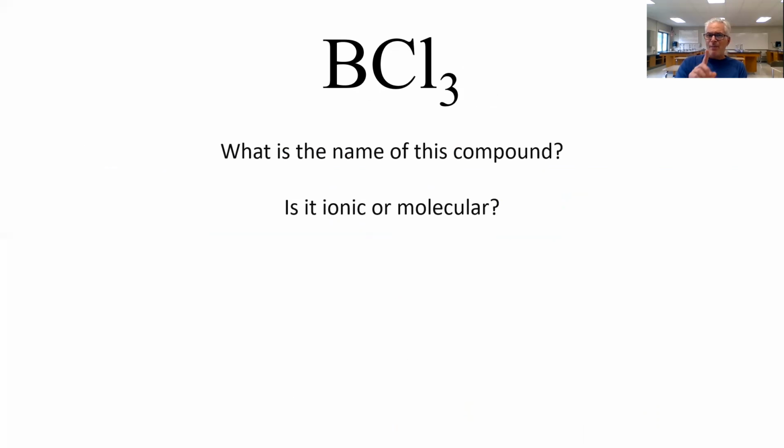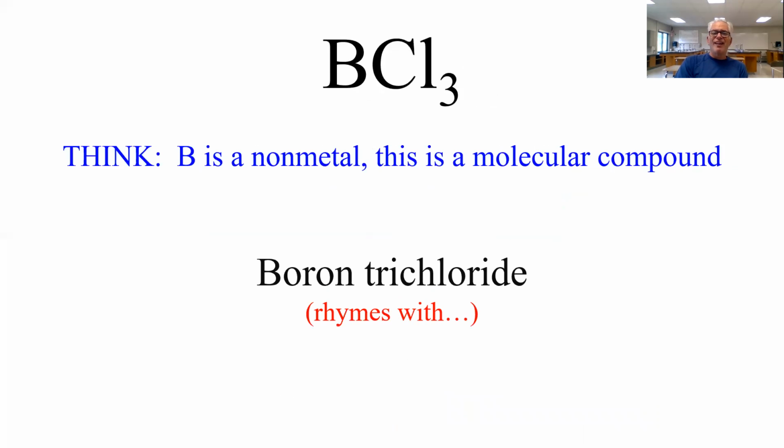BCl3. Now make sure you don't see this. It's not BCI3. That's an L. Sometimes they're hard to tell, but it's BCl3. B is number 5. It's a non-metal. Boron rhymes with boron, 3 chlorines. Molecular boron trichloride. There it is.